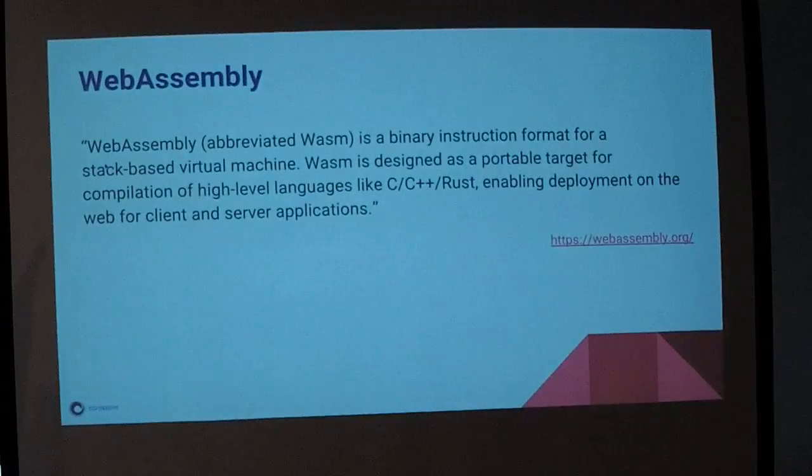Brief, what is WebAssembly? That's taken directly from webassembly.org. I'm not going to read it out to everyone, but effectively it's a virtual machine, high-level language support. You'll see the word client server, you'll also see the word browser in a lot of places.